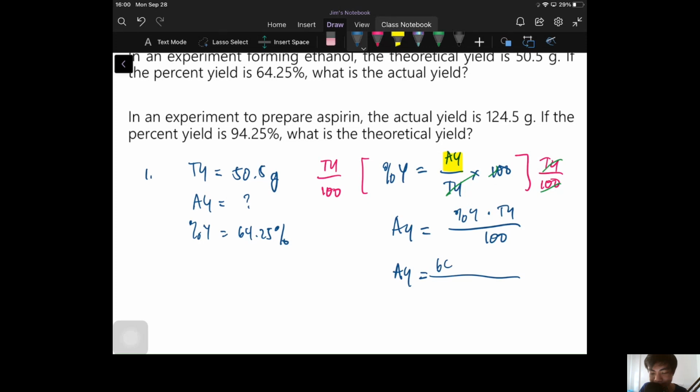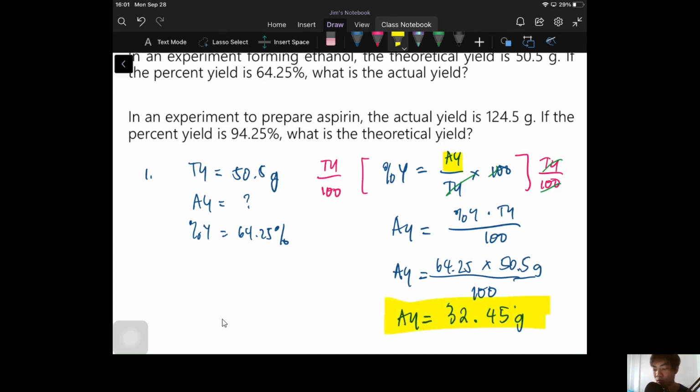So I'll just put in the numbers. That's 64.25 times 50.5 grams divided by 100. Let me solve. So that's 32.45 grams for the actual yield. So, the actual yield in this experiment is 32.45.